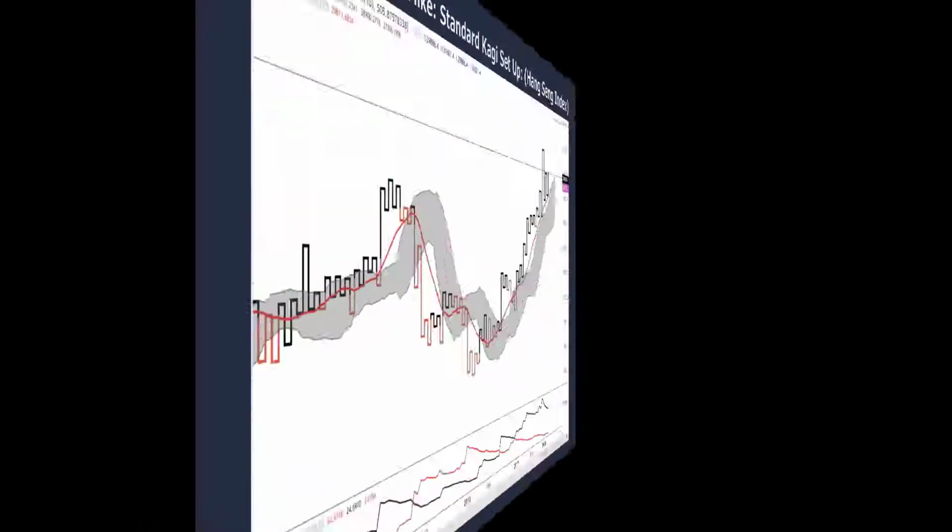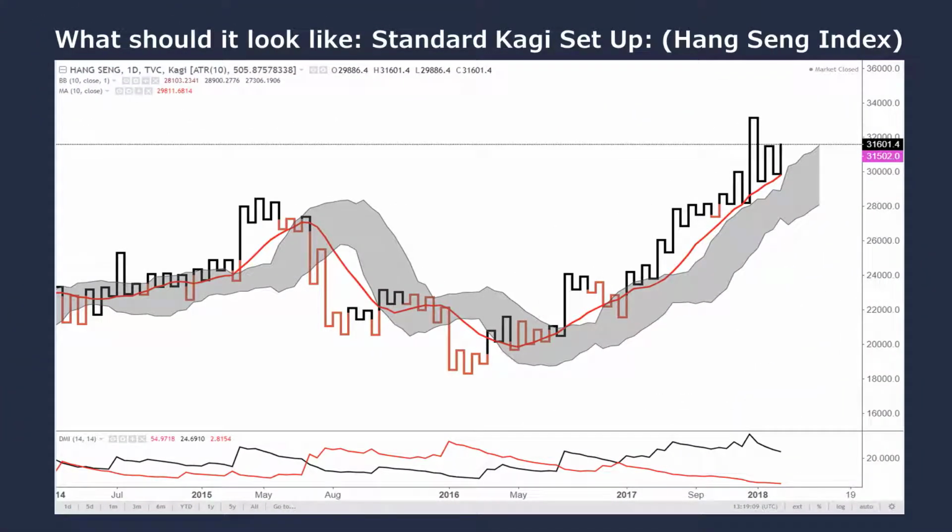This is what it looks like. So here we have our example. It's on the Hang Seng Index, that's the stock market from Hong Kong. You can see at the bottom of the page we have our DMI setup minus the ADX. We have our Bollinger Band set to 10-1.5, that's that grey cloud in the middle. We have our Kagi lines, and that's a 1-day chart on the ATR 10, which gives us a line size of about 505, and we have our moving average on there, which is the 10 moving average, which is the red line. And that's pretty much it.